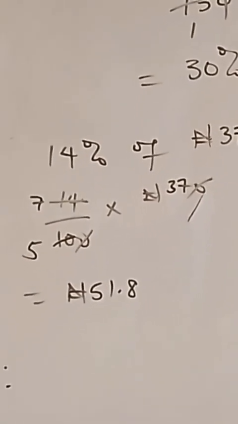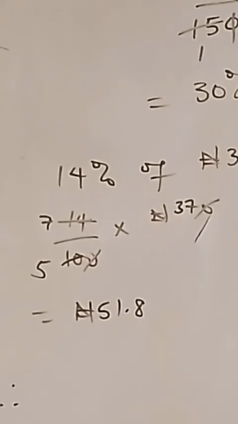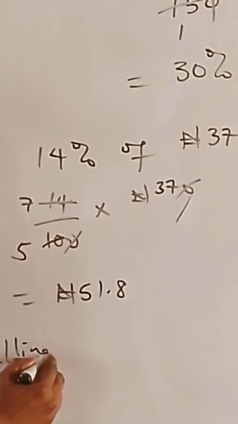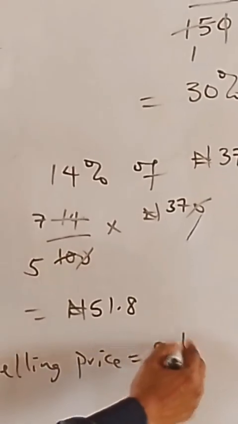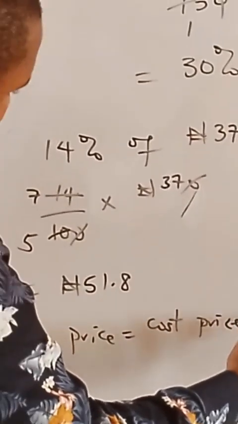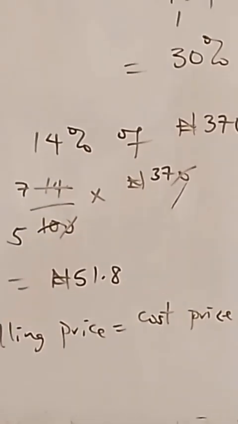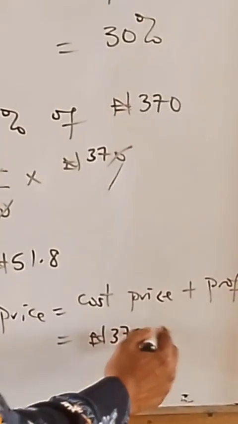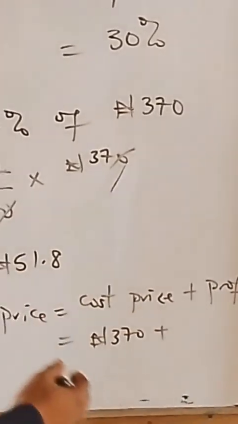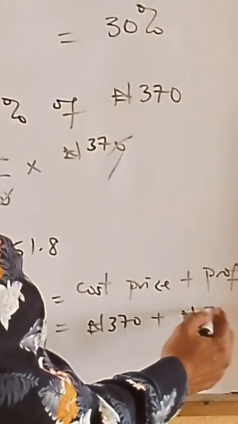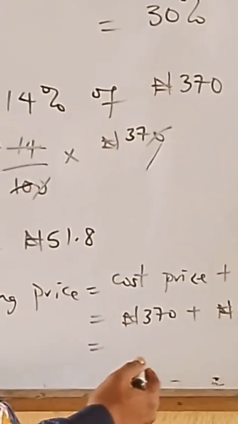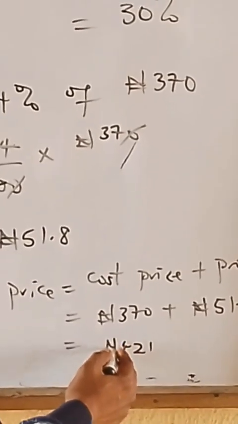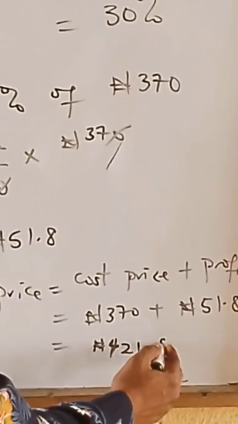So the selling price will now be cost price plus profit. Selling price is equals to cost price plus profit. And the cost price from this question is 370 naira. And the profit here is 51 naira 8 kobo. So we are going to add it. This will give us 1, 12, 4. So our answer will be 421 naira 8 kobo.